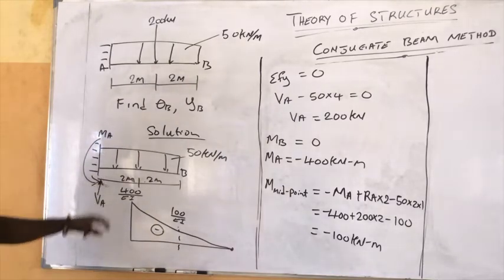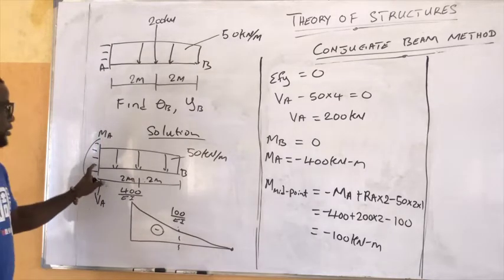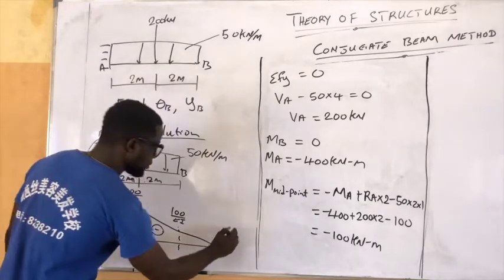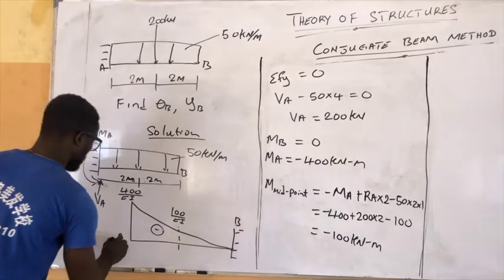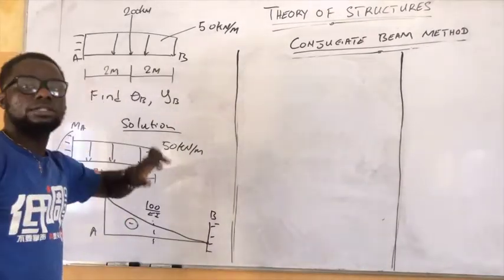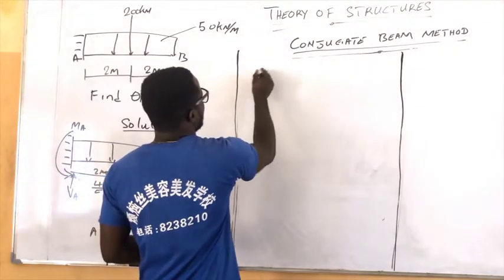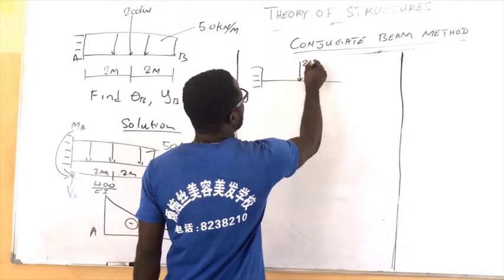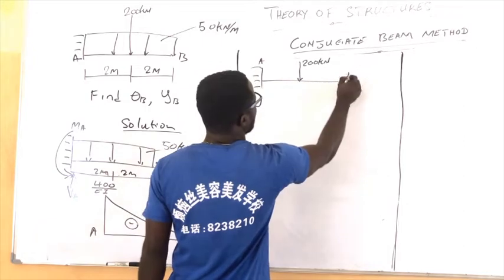Then we turn it to a conjugate beam. The fixed support becomes the free end, while the free end becomes the fixed support. This is point B and this is point A. The next step is to drop that of the point load. So half this, 200, this A B.